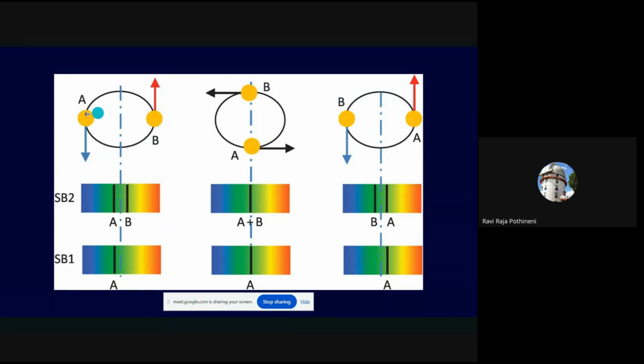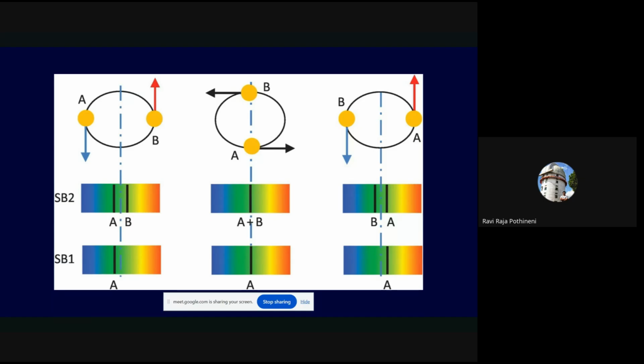So here you can see there are two stars. We have named them A and B. Whenever they orbit around each other, one of the stars appears to move towards you, whereas the other one appears to move away from you. Similarly, here in the third case, you can see B is appearing to move towards you, and A appears to move away from you. Whenever they appear to move towards you and away from you, the spectral line undergoes something called blue shift and red shift.